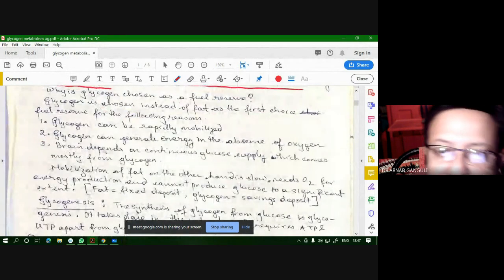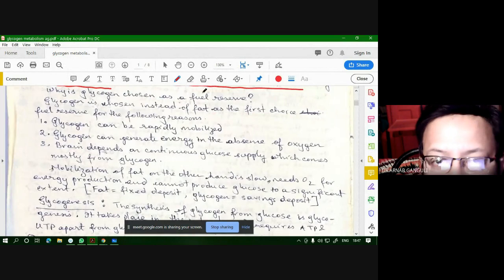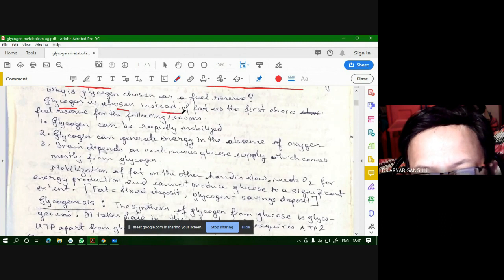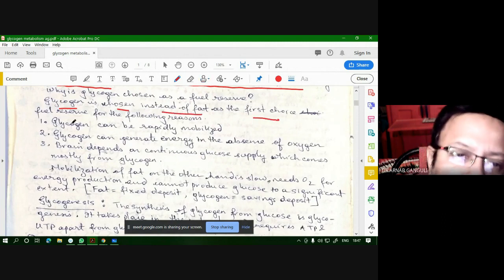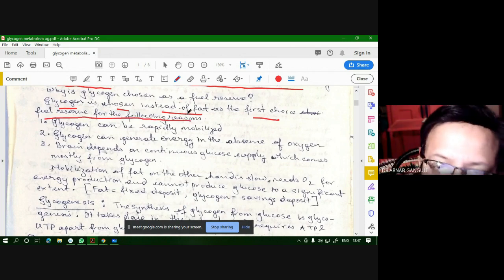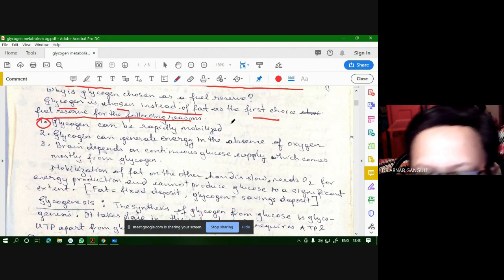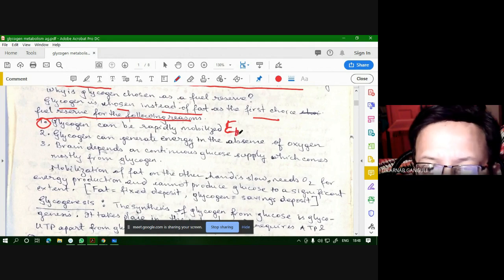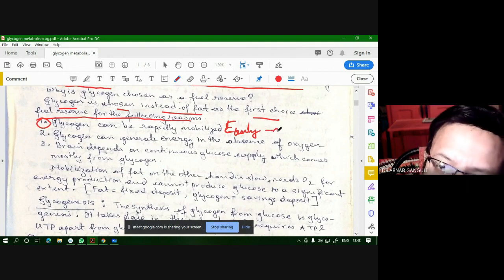So a question comes, why is glycogen chosen instead of fat as the first choice of fuel reserve? Your fat will not be metabolized first, it's your glycogen which will go. First reason is it's very rapidly mobilized. Glycogen can be easily mobilized.